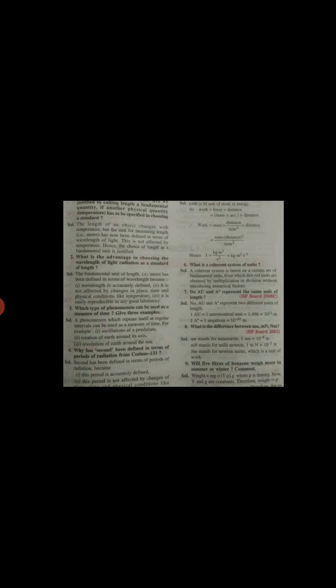The next question: which type of phenomena can be used as measure of time? Give 3 examples. A phenomenon which repeats itself at a regular interval can be used to measure time. For example, oscillation of a pendulum, rotation of earth around its axis, revolution of earth around the sun.